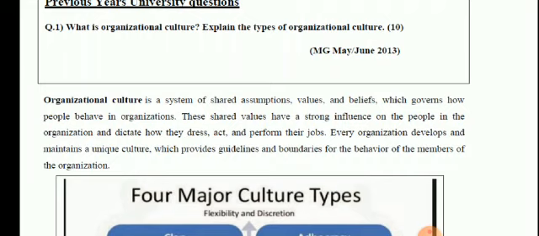These shared values have a strong influence on the people in the organization and dictate how they dress, act and perform their jobs. How they dress, if they have uniformity in dress code, just like our school uniforms.